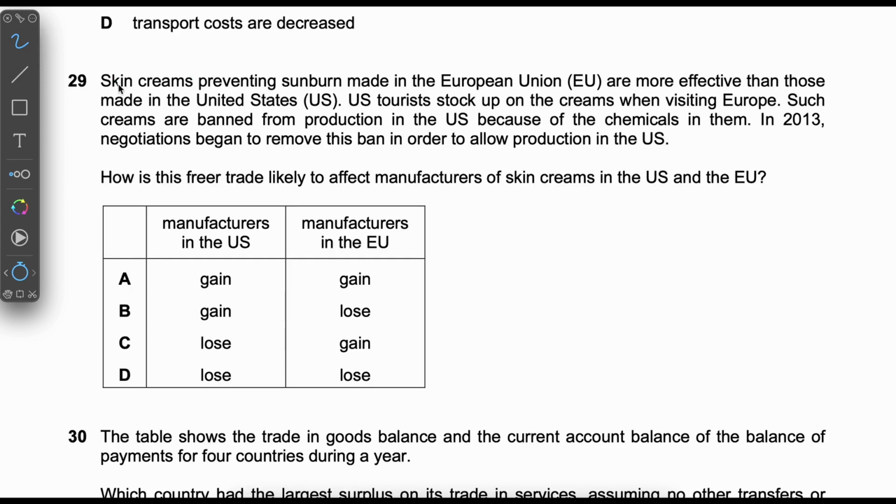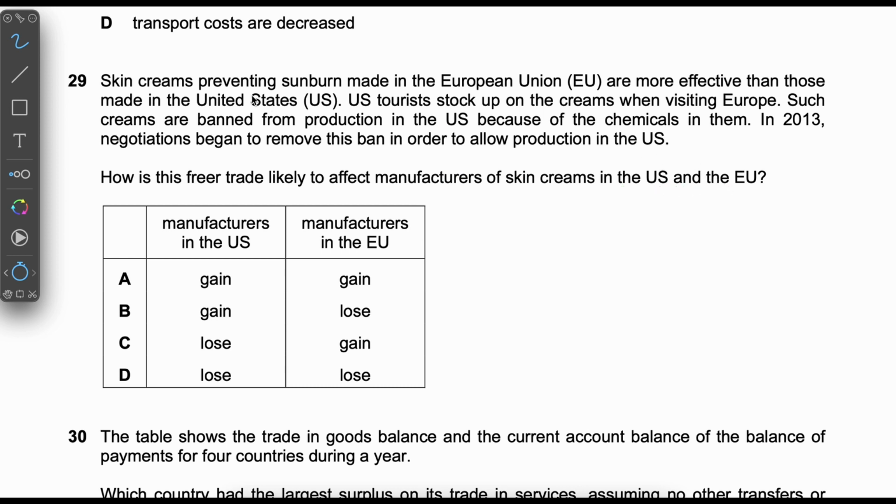All right, 29. Skin creams preventing sunburn made in the EU are more effective than those made in the US. US tourists stock up on the creams when visiting Europe. Such creams are banned from production in the US because of the chemicals in them. In 2013, negotiations began to remove this ban in order to allow production in the US. How is this freer trade likely to affect manufacturers of skin creams in the US and the EU?